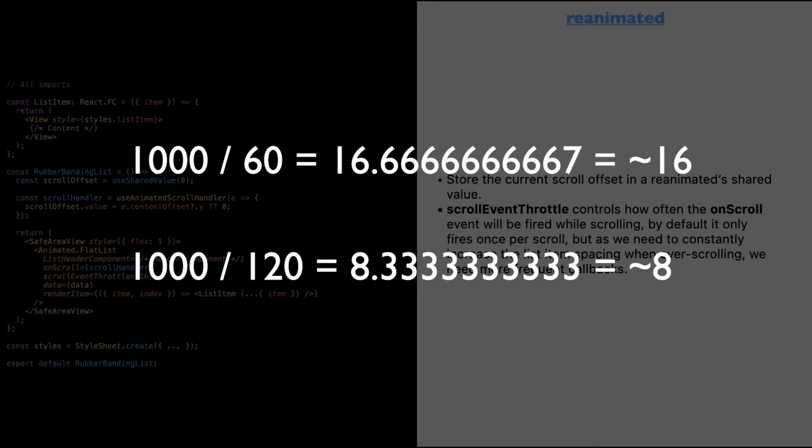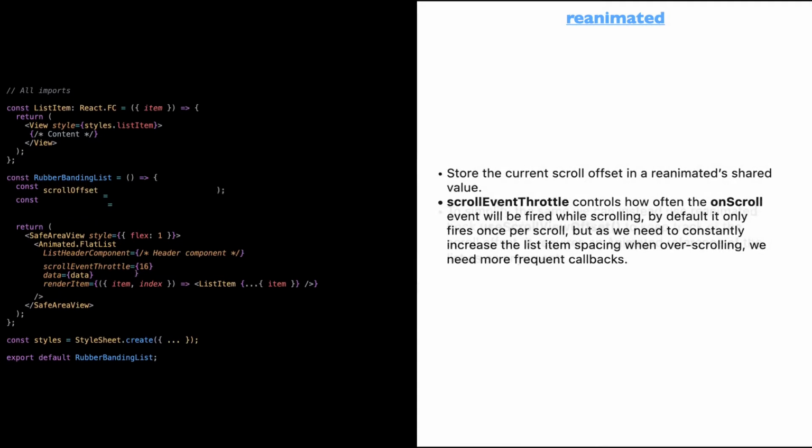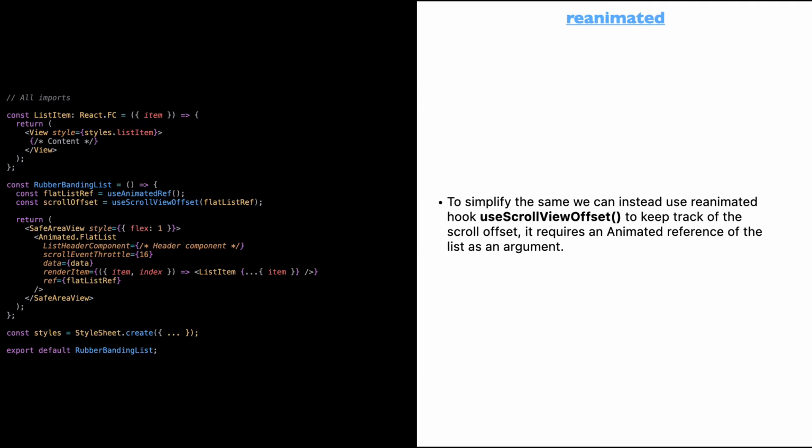But lucky for us, Reanimated provides us another hook, useScrollViewOffset, which just requires an animated reference as a value, and it will keep track of the offset automatically, which also simplifies the code for us.